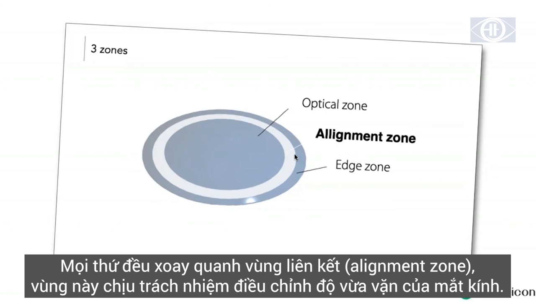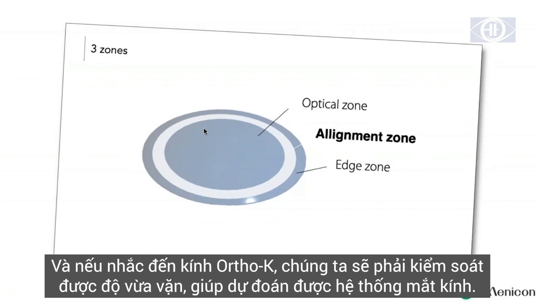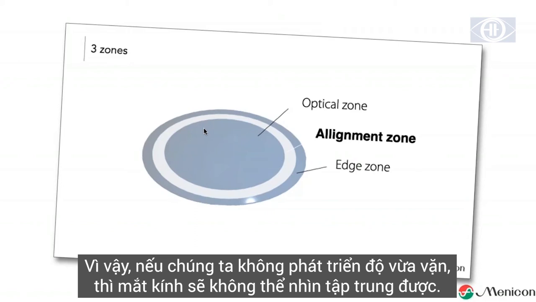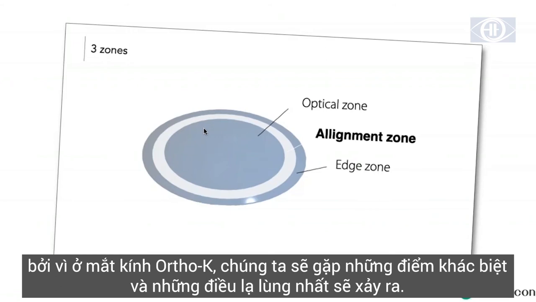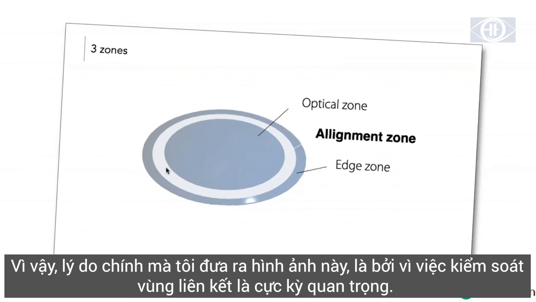Everything goes about the alignment zone. The alignment zone is responsible for the fit. If you relate that to Ortho K, we have to control the fit if we want to make the system predictable. If we don't control the fit, the lens will sit everywhere. And because in Ortho K we work with a kind of pressure difference, the most strange things will occur. So the main reason, and that's why I show up the screen as well, is that it's very important that we control the alignment zone.